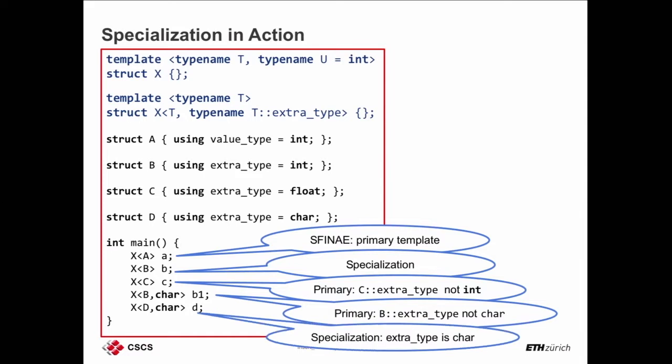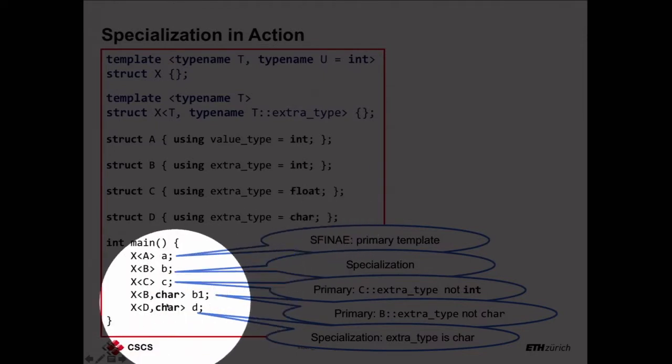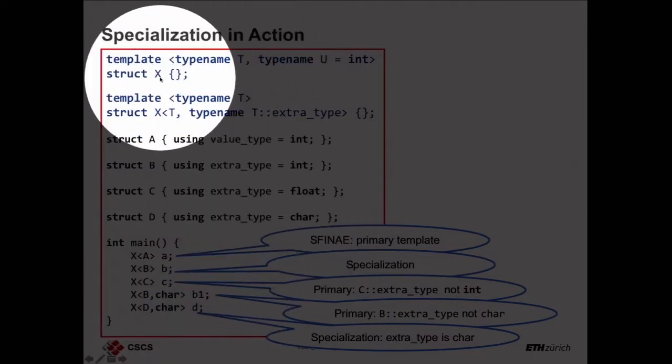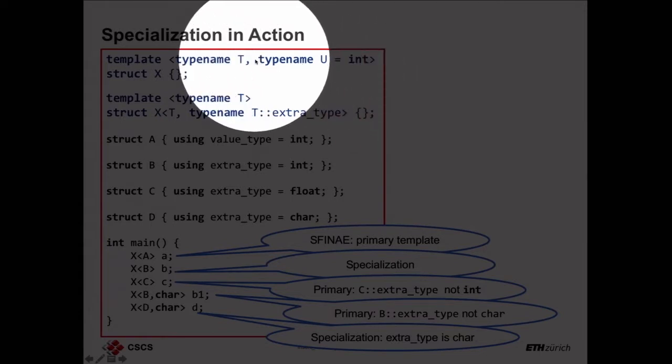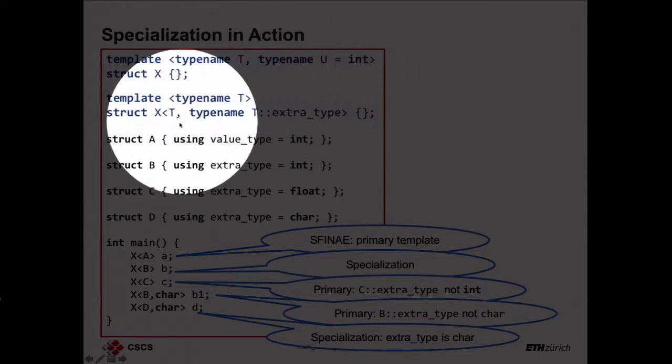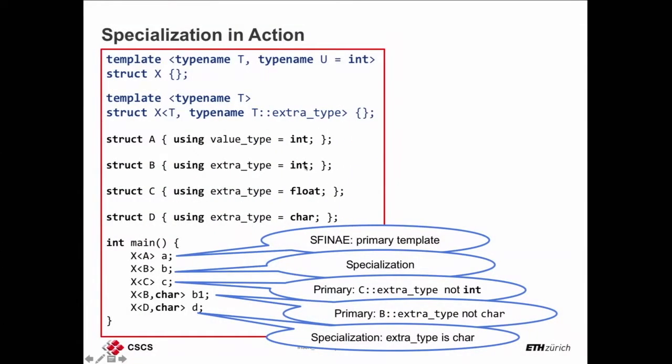Let's go to the last one. So I have D. D has an extra type of char. And now I want to instantiate D and char. So I go to the primary template, X of D and char. Now I'm not using the default argument. It's D and char. And now I go here. I have a specialization with D, an extra type. Extra type is char. D and char. It matches what I wanted to instantiate. So I instantiate the specialization.